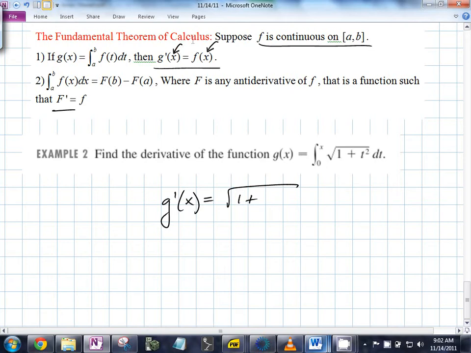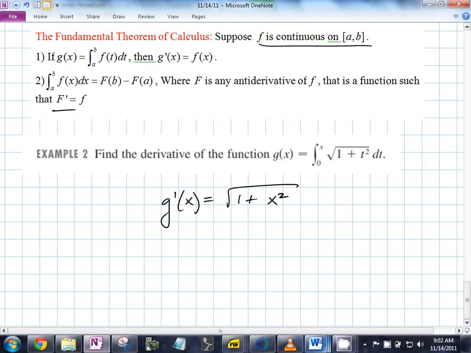So think about it this way. If you have a function and you integrate it and then you take the derivative, where are you? Right where you started. So if you start at the square root of 1 plus t squared and you integrate and then you go back, where are you going to be? Right where you started, but instead of t, it's going to be x.